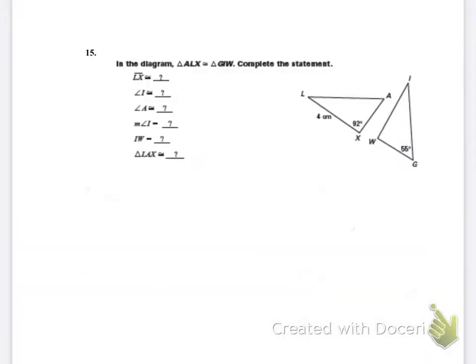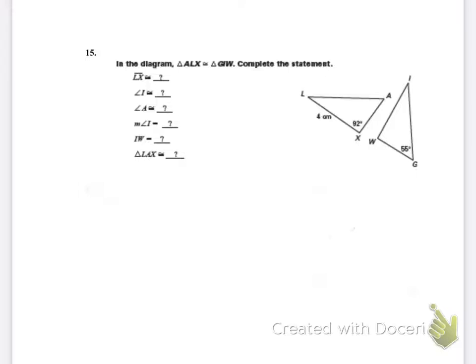Okay, so 15 is a type of problem that we've gone over before. So let's do this carefully. I'm going to make this a little bit bigger. Not that big. There we go. Okay, so let me change my color. Okay, so the first question says LX, so line segment LX is congruent to what other line segment?